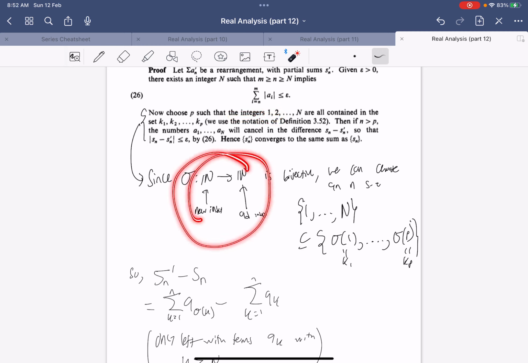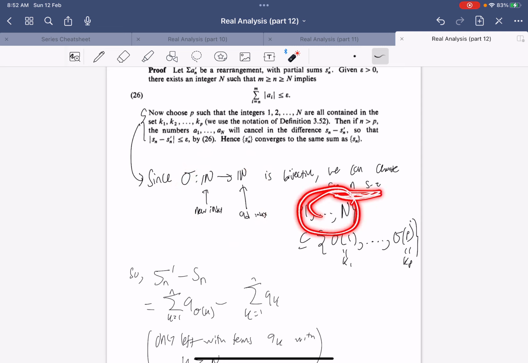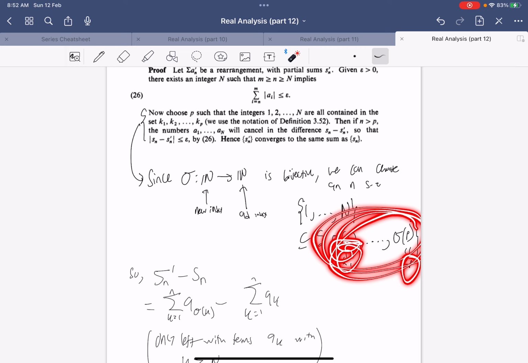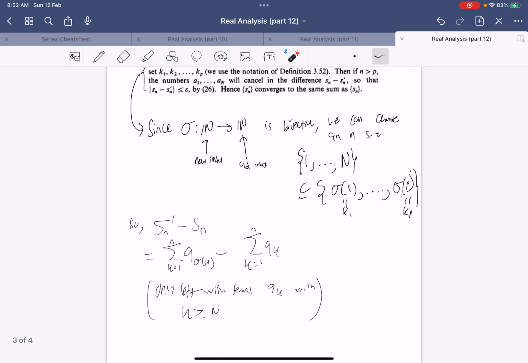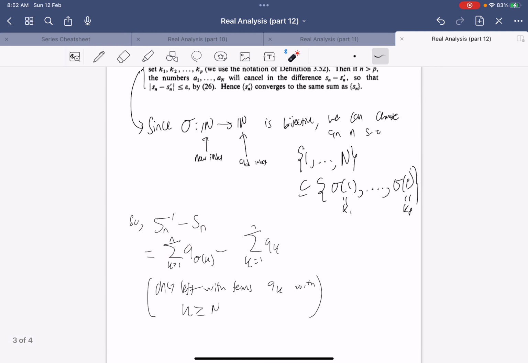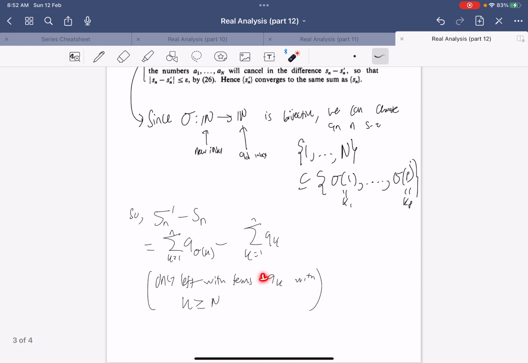Because we know the permutation is a bijective function, we can choose the p such that all these terms, 1 to capital N, will be a subset of k1 to kp. So this will be like the bijection. You can spread out your bijection far enough so you capture all these terms. And so when you take Sn prime minus Sn, what you're left with is only the ak terms, whether plus or minus, with k greater than or equal to N.